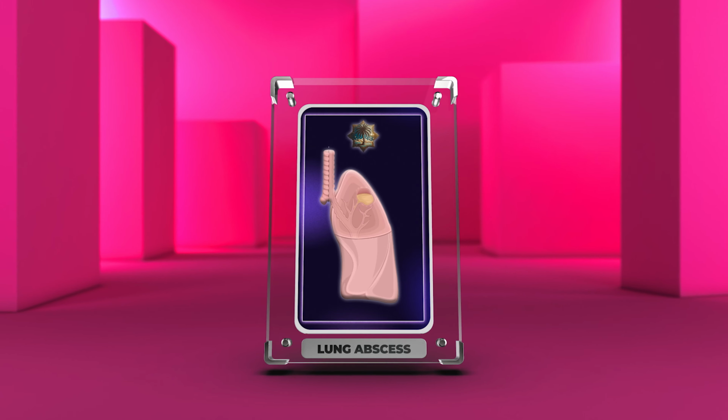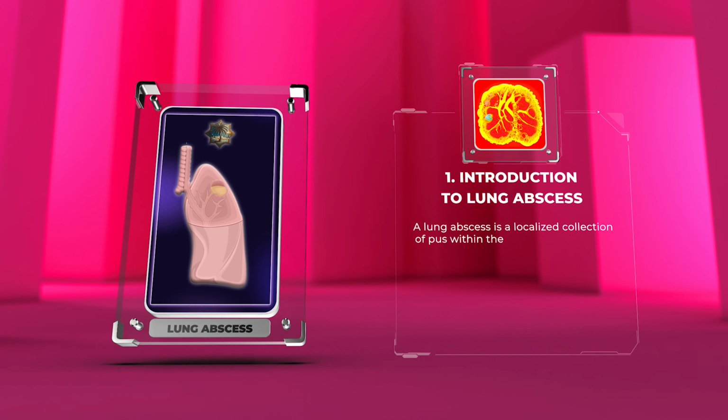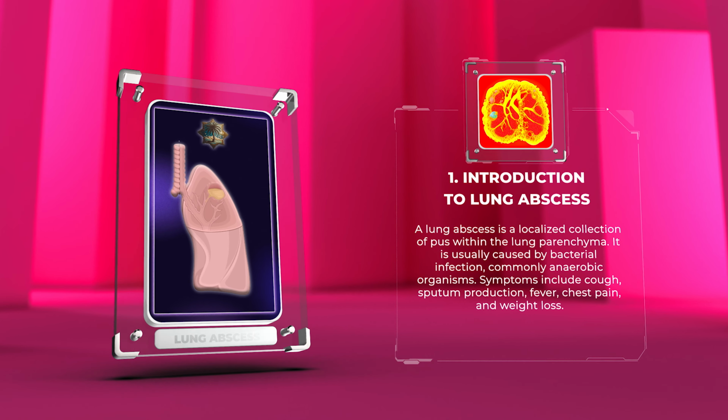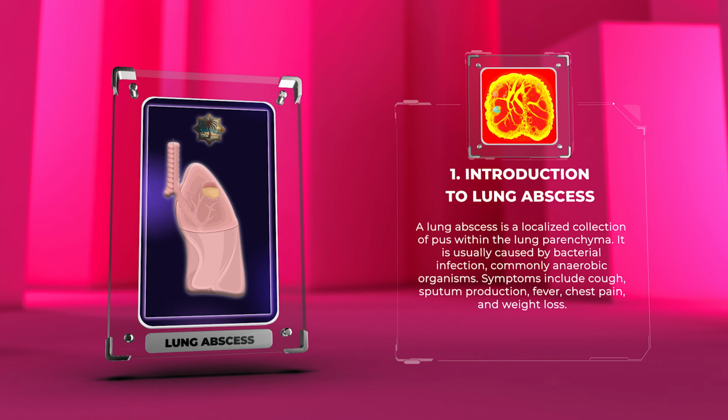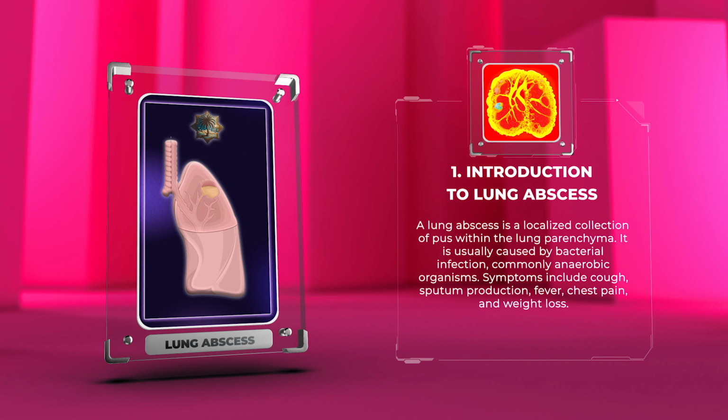So, let's get started. A lung abscess is a localized collection of pus within the lung parenchyma. It is usually caused by bacterial infection, commonly anaerobic organisms. Symptoms include cough, sputum production, fever, chest pain, and weight loss.